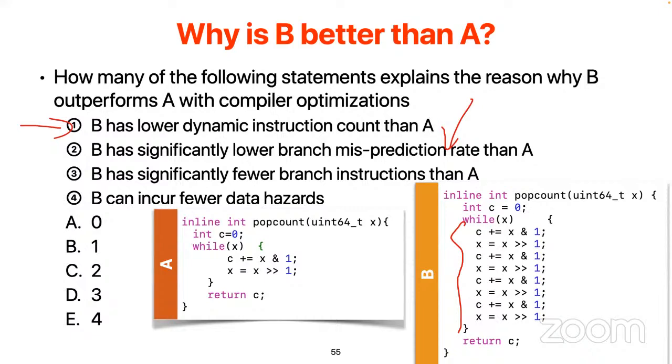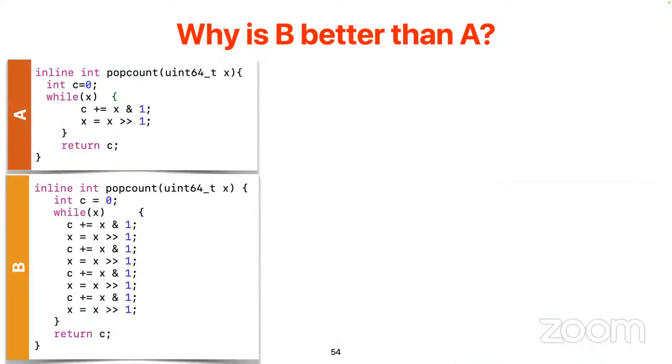Agree? How about fewer branch instructions? You think B has fewer? Okay, so you remove the compare instruction. So how about data hazards? Because the compare instruction is also okay. So the total saving is just because you remove that compare. Okay, so why is B better than A?